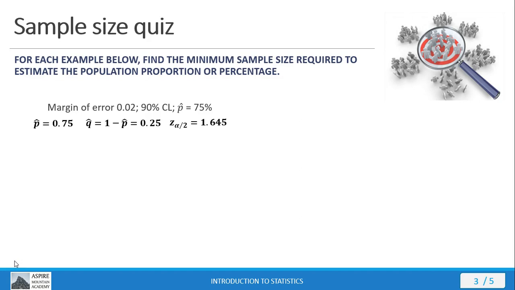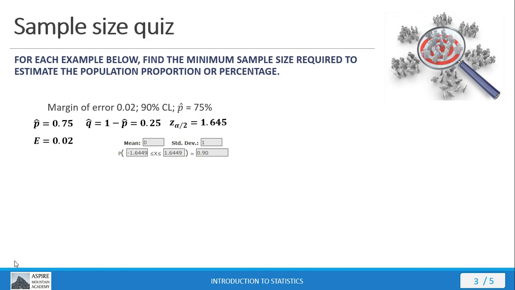The 90% confidence level gives us a critical value z-score of 1.645. And if you doubt that, just go into StatCrunch or your normal calculator, put that 90% confidence level in, and you'll see your critical value z-score come out to 1.645.